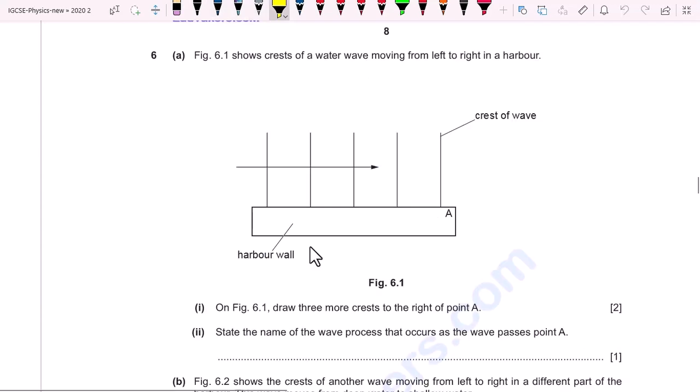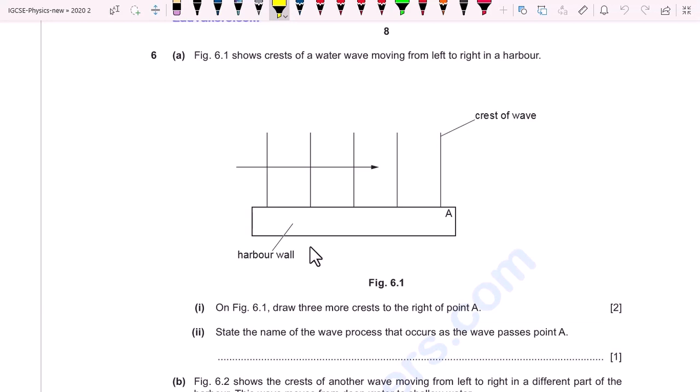Question number 6. Part A. Figure 6.1 shows crests of a water wave moving from left to right in the harbor. You can see that these are the crests of the wave and they are moving to the right side. First, on figure 6.1, draw 3 more crests to the right of the point A. We have to draw 3 more crests on the right side of point A.